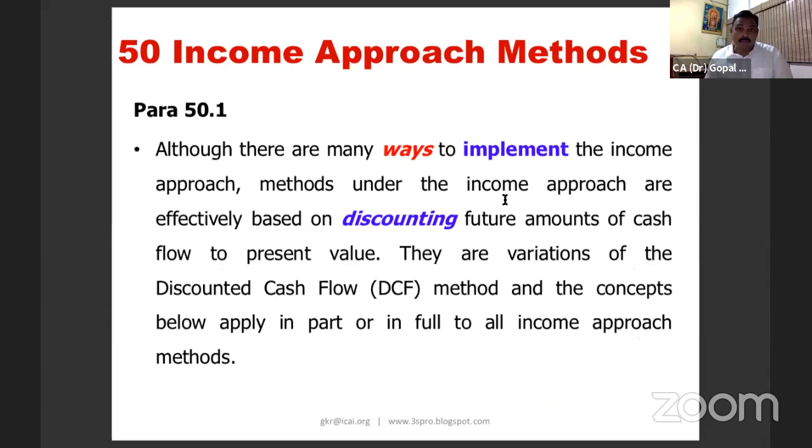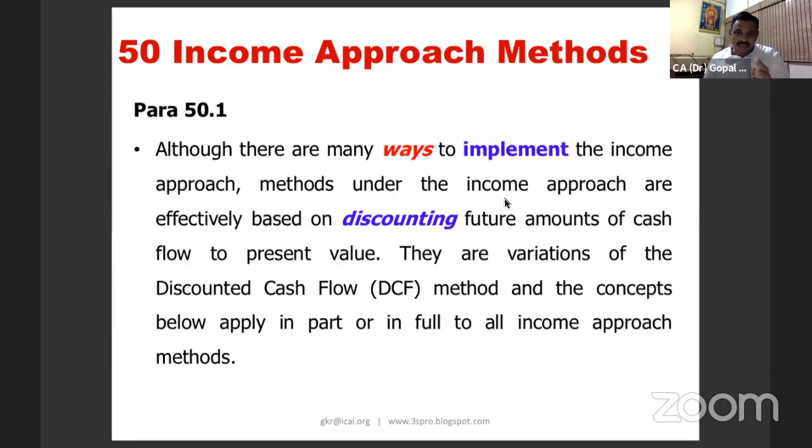Although there are many ways to implement the income approach. Now, the income approach is very simple. The steps are given in 50.4. We'll see that. Although there are many ways to implement the income approach, methods under the income approach are effectively based on discounting the future amount of cash flows to present value. There are variations of the DCF method, and the concepts below apply in part or in full to all income approach methods. So they don't say method 1, 2, 3, 4, 5, 6 and all. They only say all income approach methods. I repeat, all income approach methods, the key steps in the DCF method.